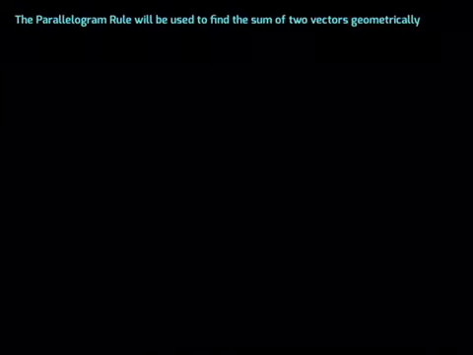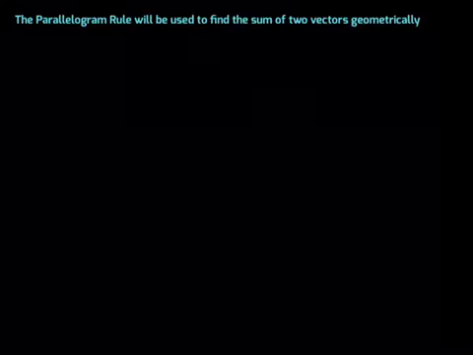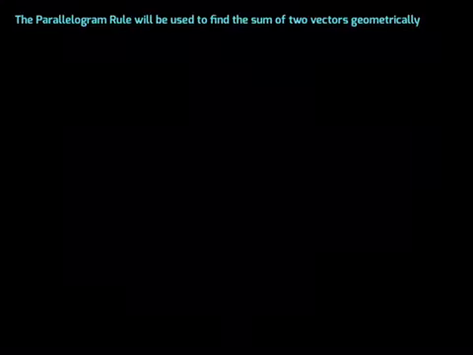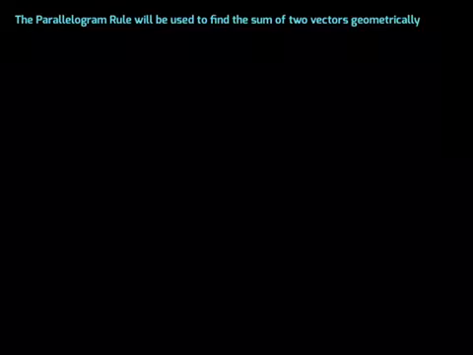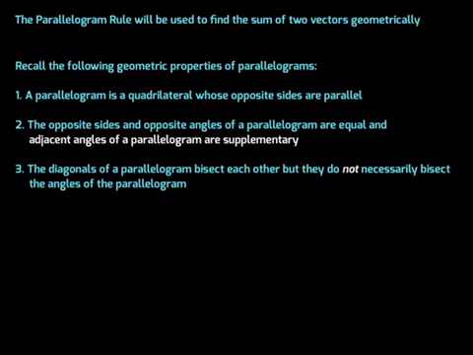Okay, what we're going to work on here for the next few minutes is how to find the sum of two vectors. Geometrically speaking, we can do this by using something called the parallelogram rule. I'll show you what that means in just a minute. But before I do, let me remind us of some geometric properties of parallelograms. Okay, everybody, let's read through this together. A parallelogram is a quadrilateral, which means it's a polygon of four sides, whose opposite sides are parallel.